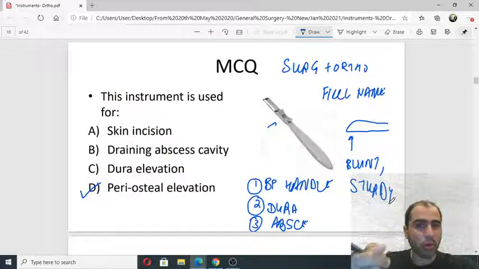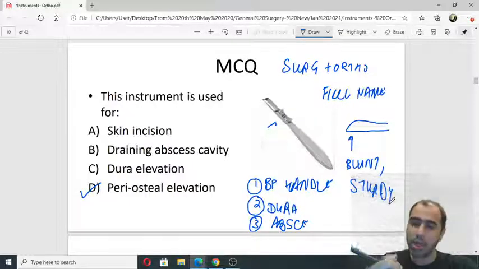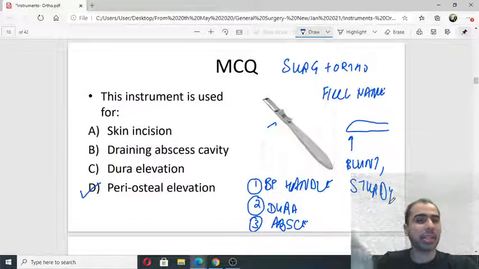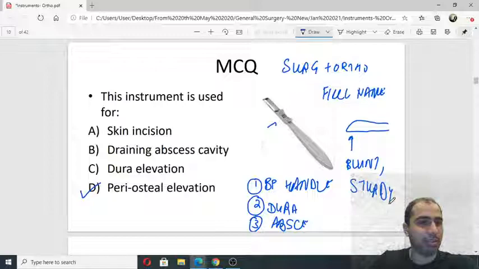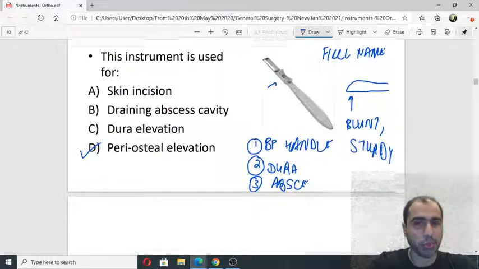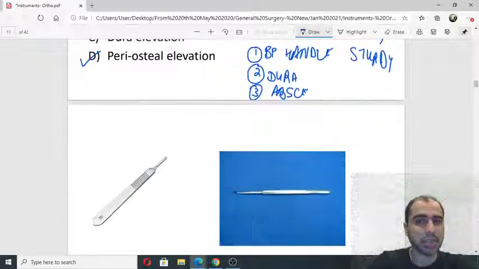For that you have to hold the instrument, but it's a fairly sturdy instrument, not a very light instrument because you need precision. With a light instrument you'll go kach kach kach and you'll tear all the periosteum. It's not a very light instrument. It's a little sturdy instrument. That is your periosteum elevator.